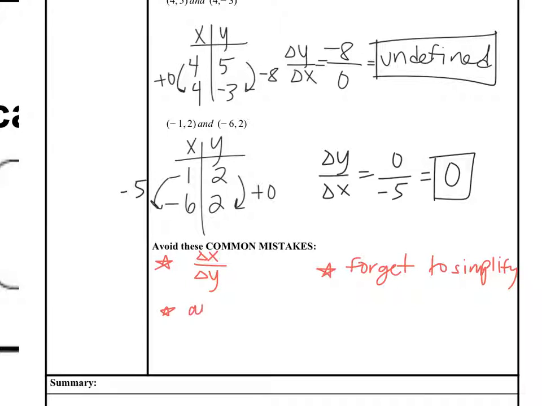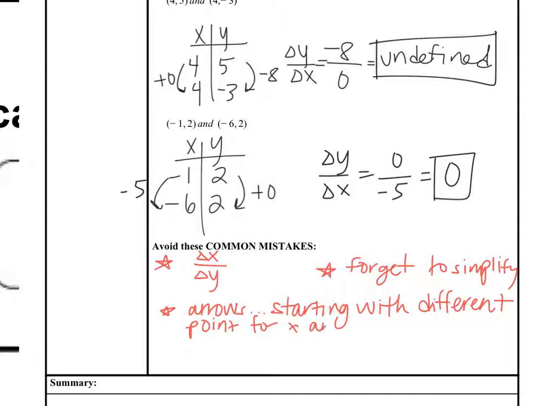If you're using arrows to find the change, then watch out for starting with a different point. So if you're going to start with the first point for x's, you have to start with the first point for y. And then the last one, if you're making a table, you put the points in wrong. So if you put like x, x, and y, y.